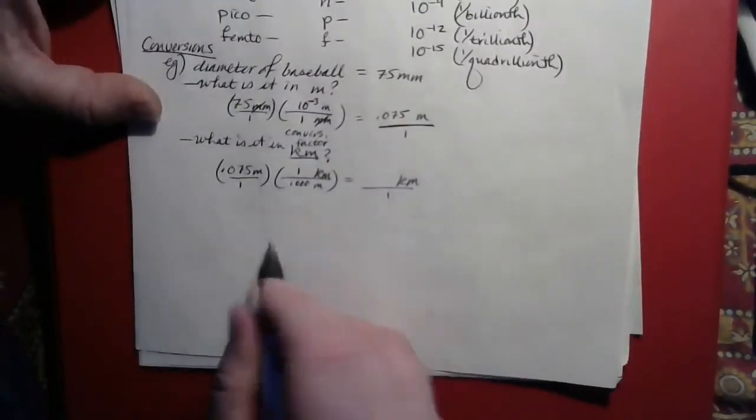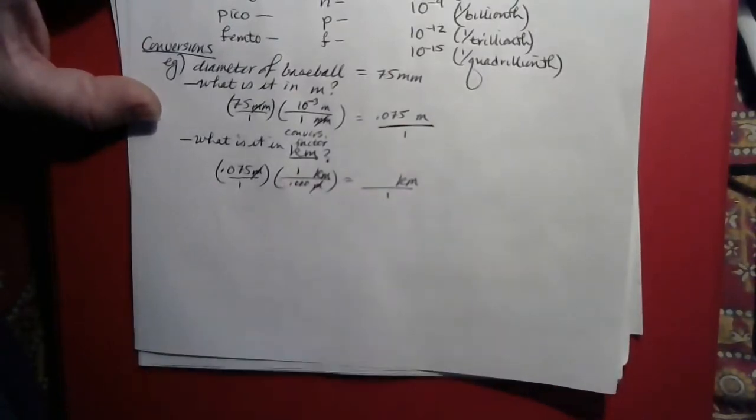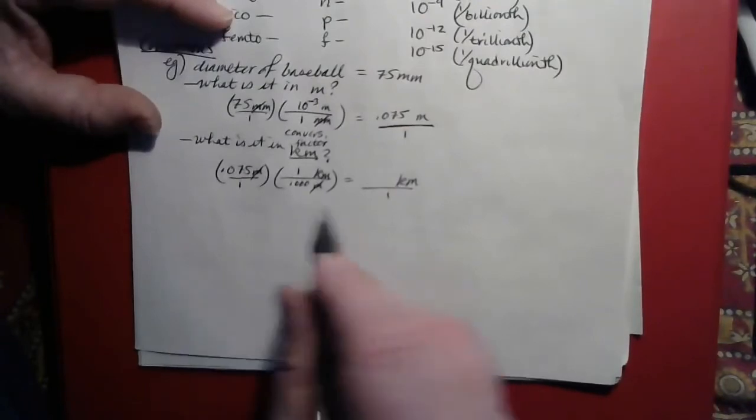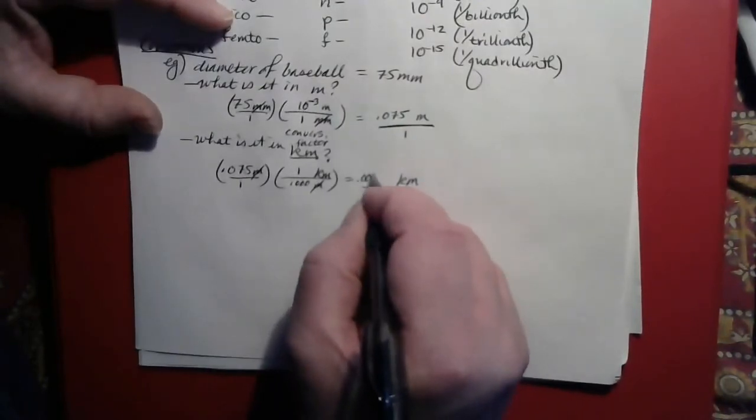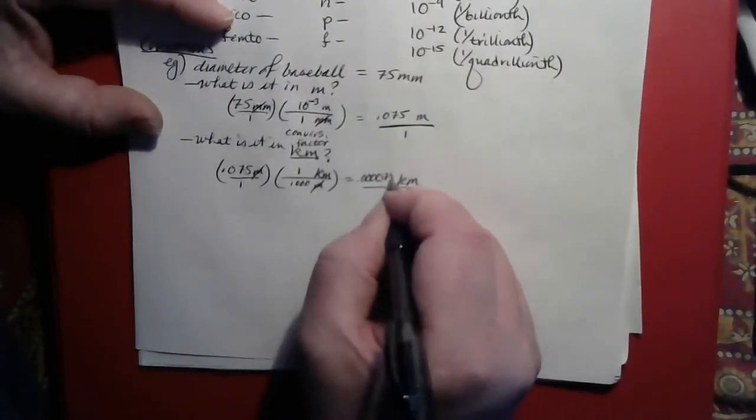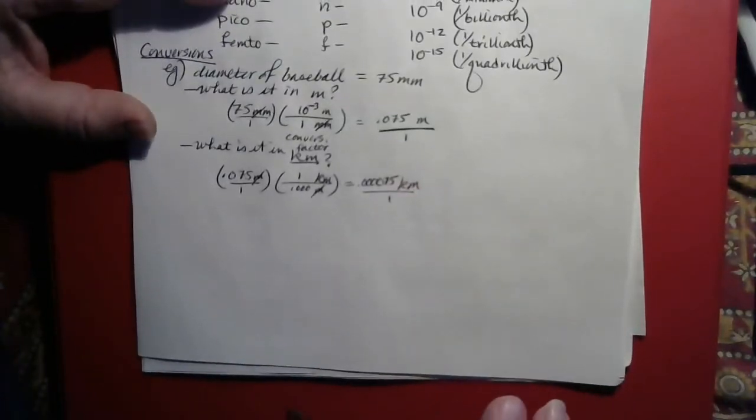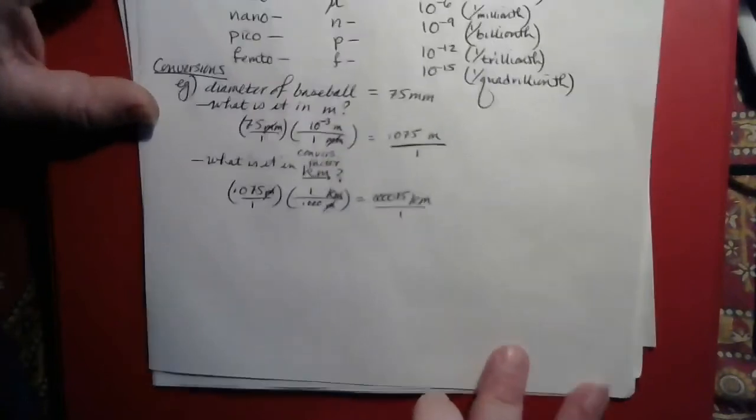Okay, so meters will cancel out. 0.075 divided by 1,000 would be 0.00075 kilometers.